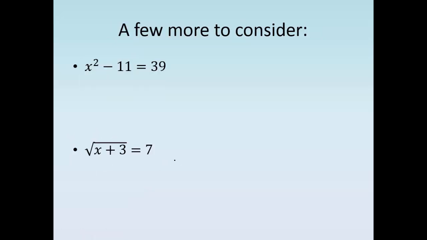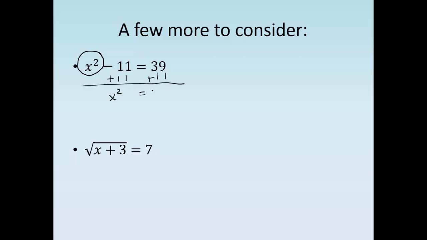Here's a couple more that are slightly more complicated. Now in this one you do not want to take the square root because you would have to take the square root of the entire side, and that's actually quite messy. But there's a better way. Simply get rid of the minus 11 first. We're isolating the squared term. So add 11 to both sides.